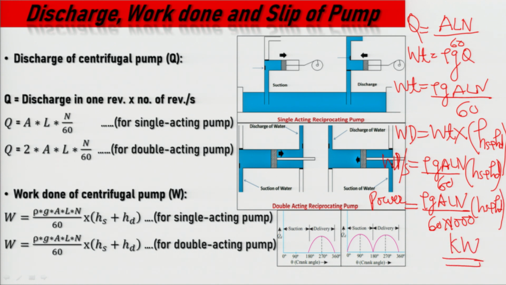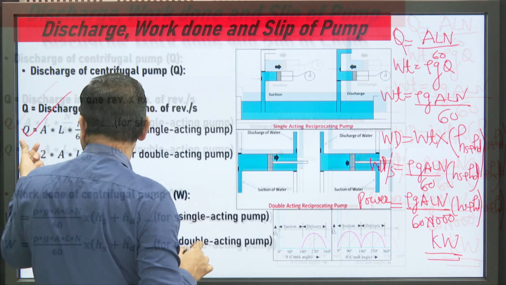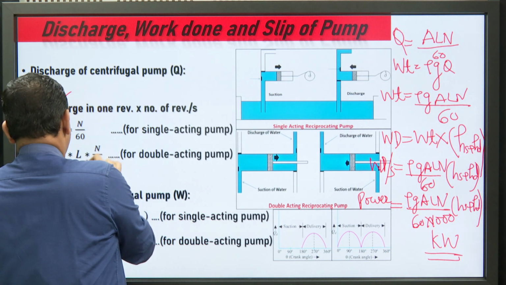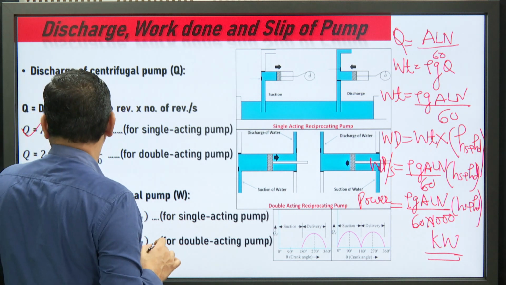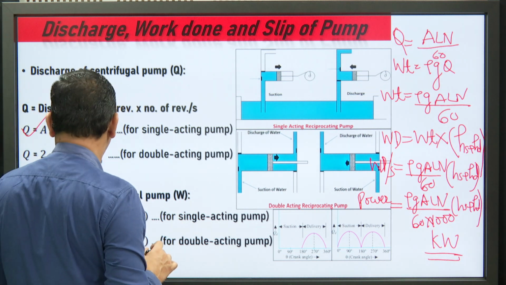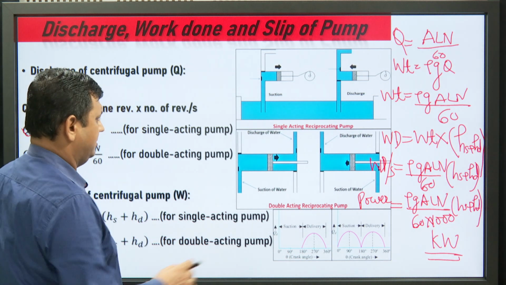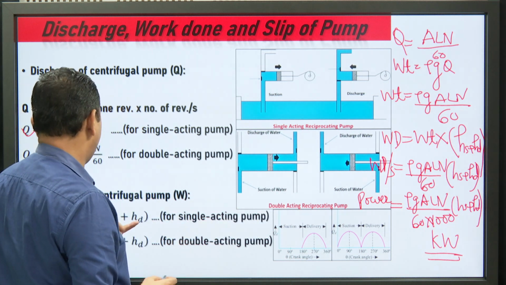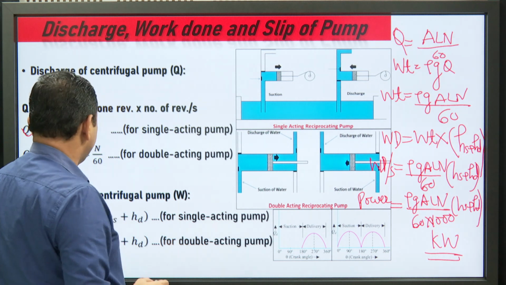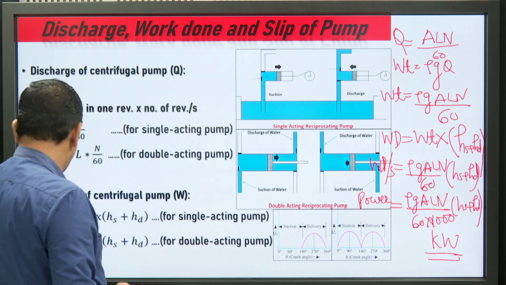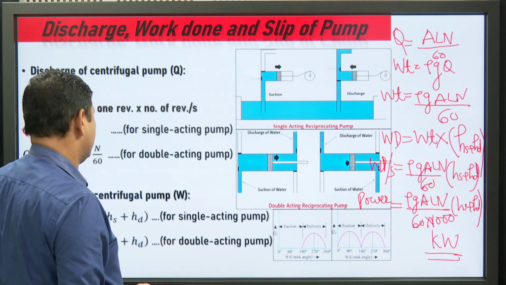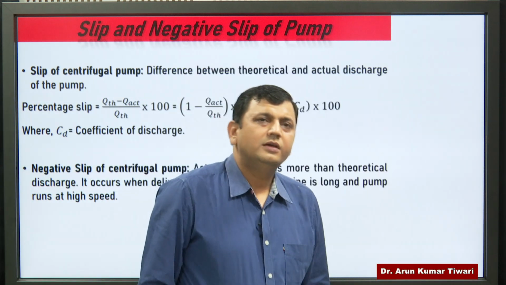Just see the discharge Q. For the single acting pump, the discharge is A L n upon 60. For the double acting pump, the discharge becomes twice, 2 A L n upon 60. Similarly for the work done, it becomes 2 times for the double acting.